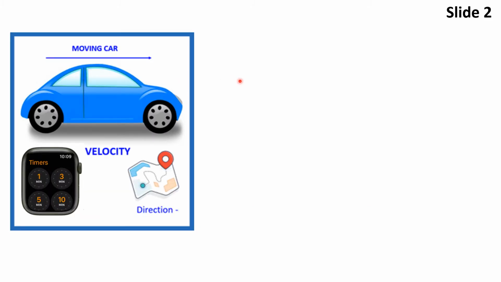To calculate the velocity for the same moving car, we'll need a map to trace its location from start to finish destination. Also, the time taken for this straight trajectory. Because this straight length needs a reference or direction, this information needs to be specified.